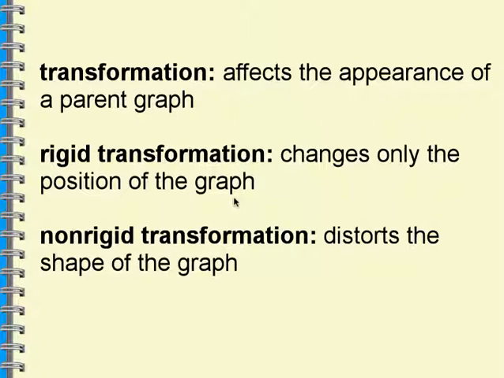The first one is a rigid transformation. That's the one that changes only the position of the graph. That's the one that moves up, down, left, or right. Okay, a non-rigid transformation, that's the one that shrinks it, widens it, it distorts the shape of the graph. Okay, and so that's just what those are.